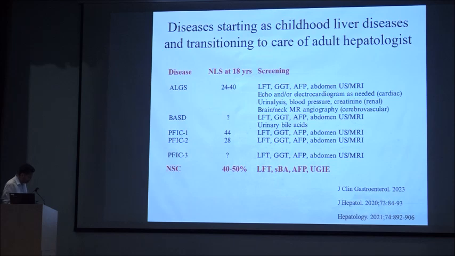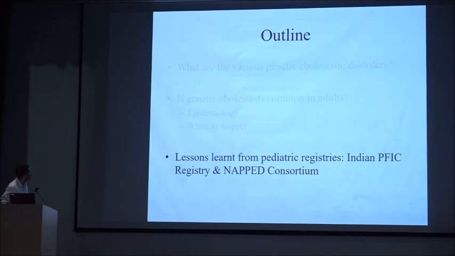How should they be screened once they come to hepatology OPD? Obviously, the regular LFT, GGT, all that is okay. Important points to note are serum bile acid is a must, because that gives an idea of severity in all of them. AFP for HCC screening, cholangiocarcinoma screening, and UGI endoscopy, especially in NSC, which is known to cause very significant portal hypertension, and in PFIC3, which can also cause significant portal hypertension. So, the important things are serum bile acid, cholangiocarcinoma screening, and upper GI screening.